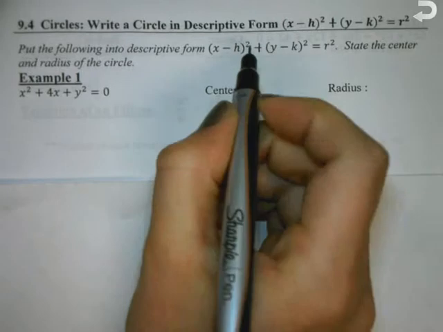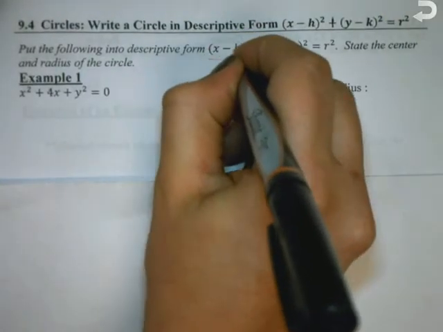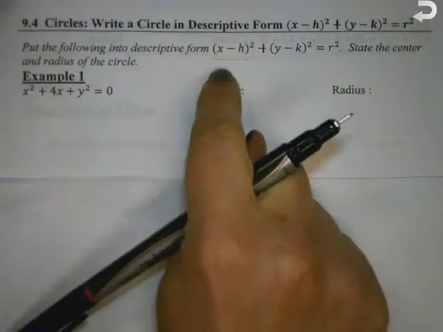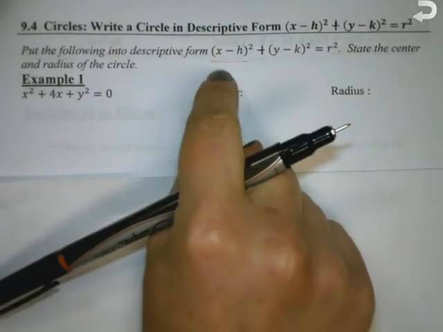Does anybody remember what something that looks like this is called? If I have a binomial being squared, what is that called? It's not a difference of two squares. It's a perfect square trinomial. This, if we were to FOIL all of this out, it would come out to be a perfect square trinomial.